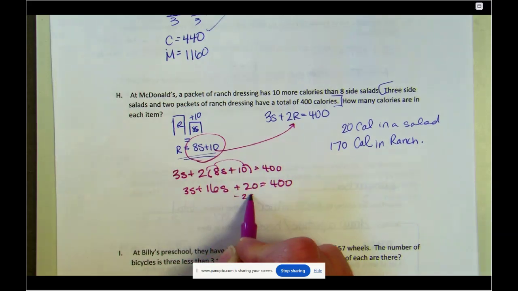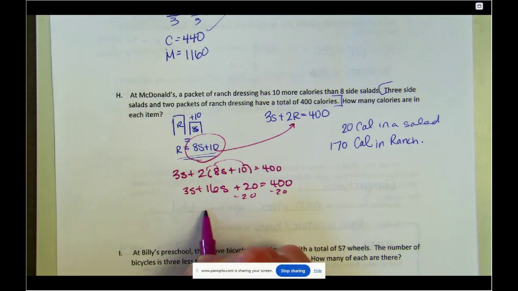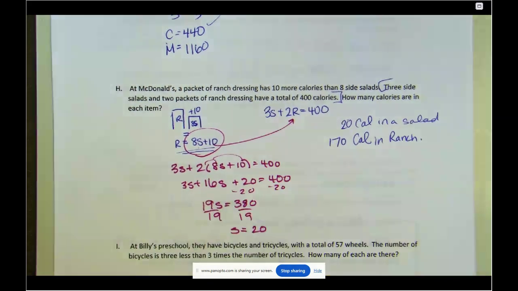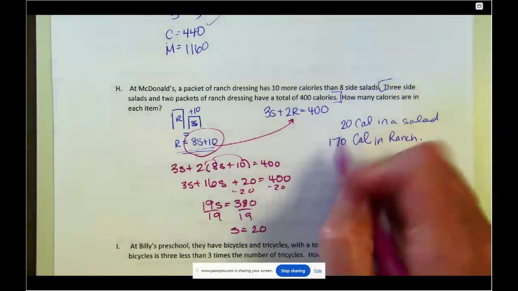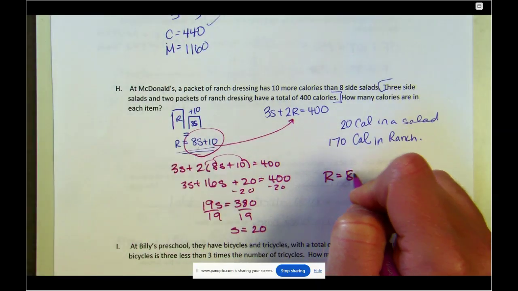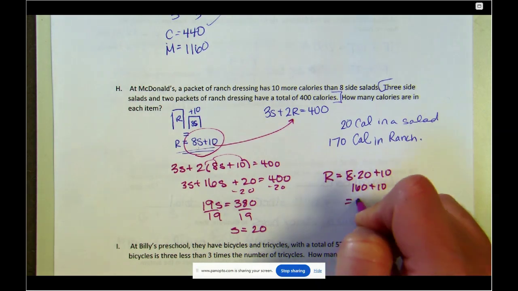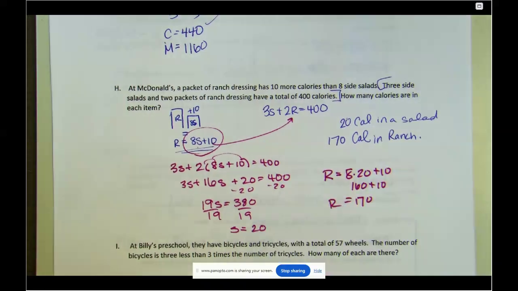So subtract the 20. 19s is equal to 380 and divide. So s is 20. Sorry, brain fart right there. You guys, I would put my s back in the first one, but you can put it in this one. It's just more work. This is less work. So r equals 8 times 20 plus 10. 160 plus 10, 170. That's your r.